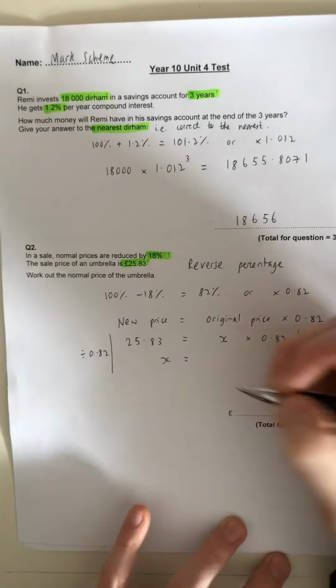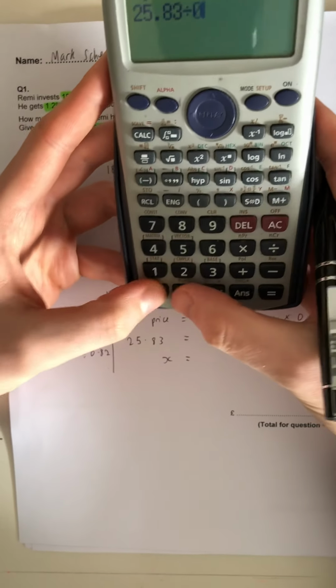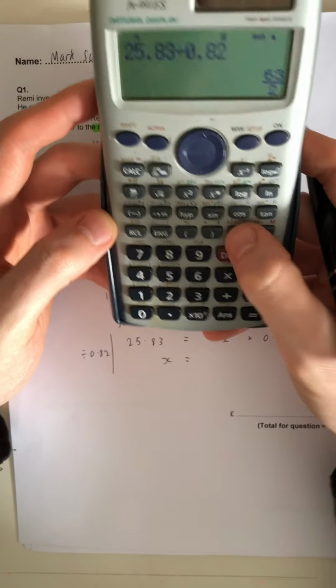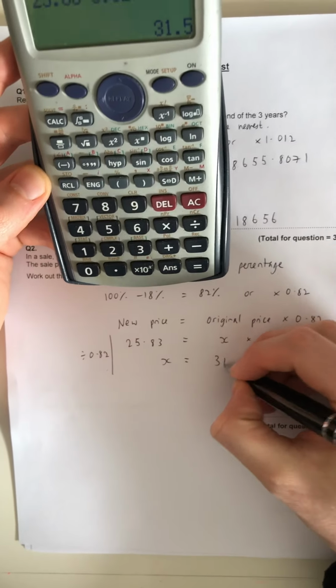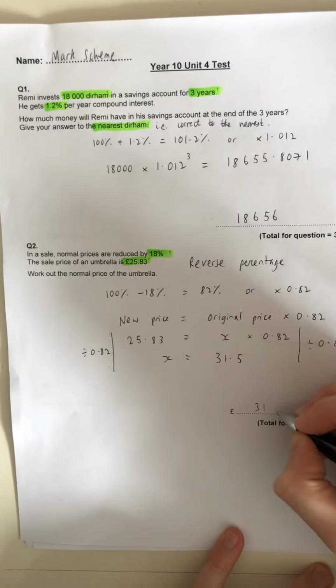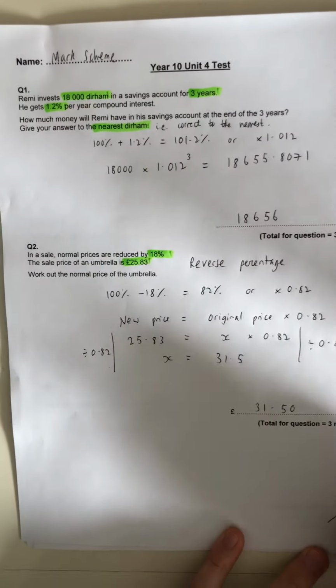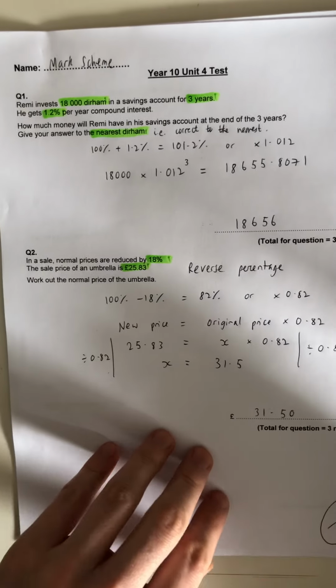To get x equals, type into your calculator, 25.83 divided by 0.82, 31.5, or £31.50. So this page is out of 6 marks.